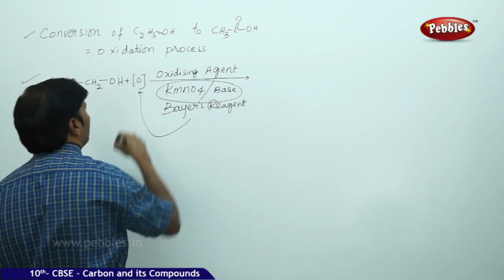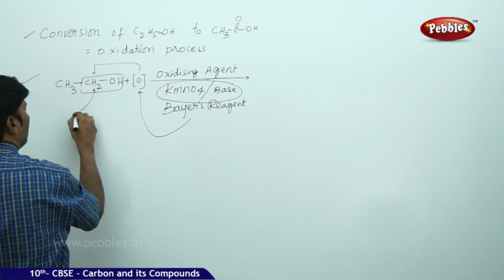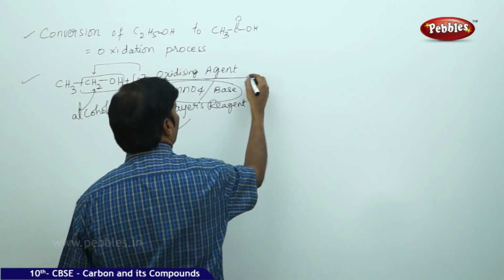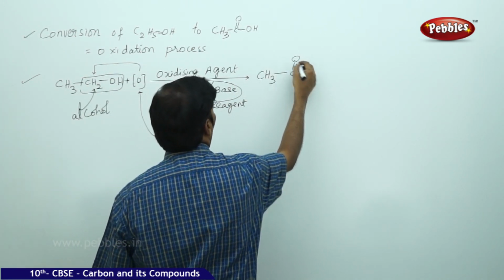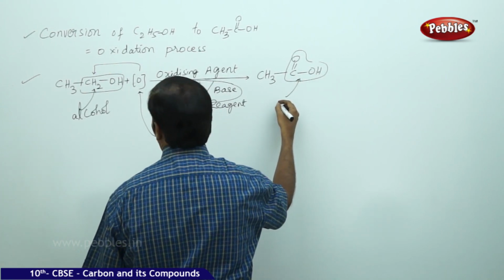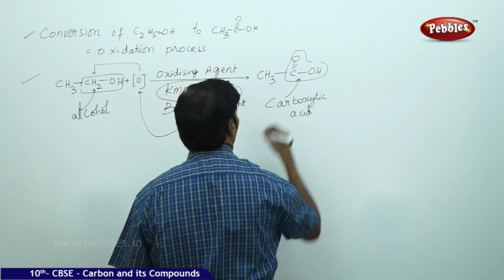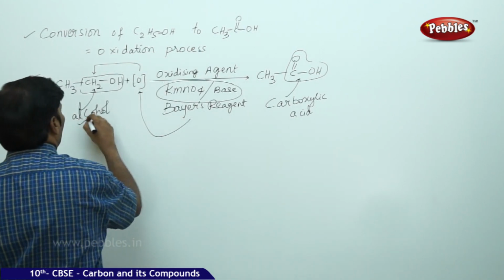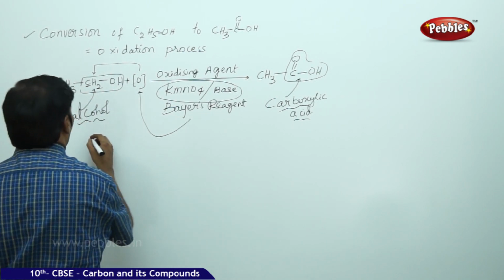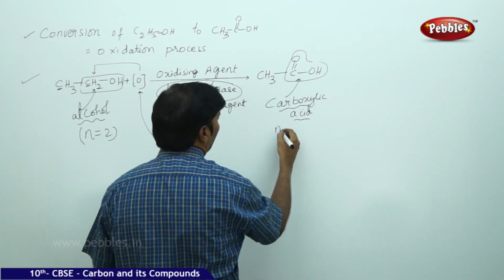So it supplies the nascent oxygen, and this nascent oxygen will convert the alcohol to CH3-C double bond O, a carboxylic acid. So we are converting an alcohol to a carboxylic acid with the same number of carbon atoms. In ethyl alcohol we have 2 carbons, so n is equal to 2. n represents the number of carbons. In ethanoic acid or acetic acid we also have two carbons.